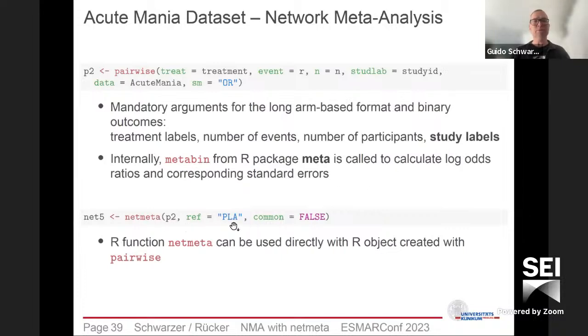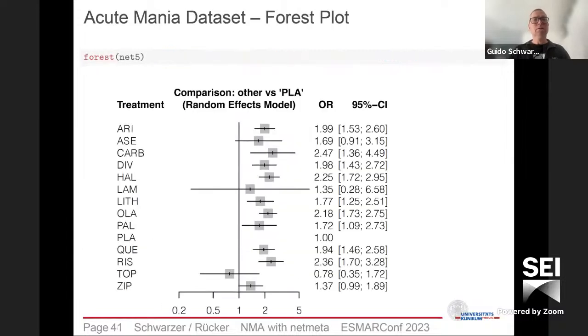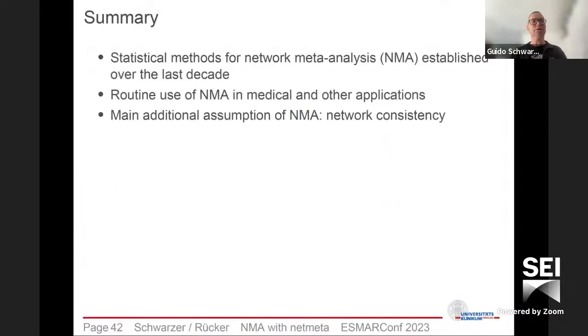Then this is again just the same as we have seen before. And here is the corresponding network graph. I've been using this rotate argument in order to move placebo to the right side. I think in the original printout it was somewhere down here, and then I said I would like to move it counterclockwise five positions in that direction, which is done with this rather obscure command. And then this is the corresponding forest plot for that. And that was it with the three examples.